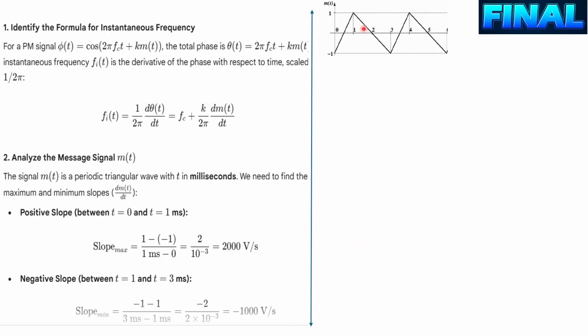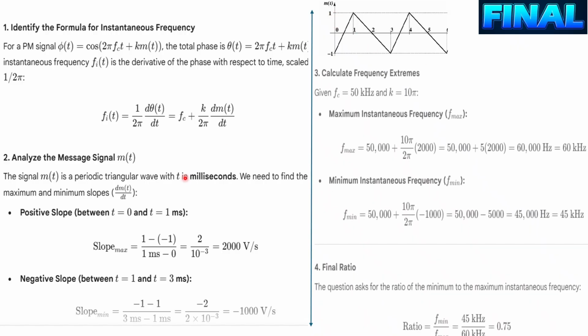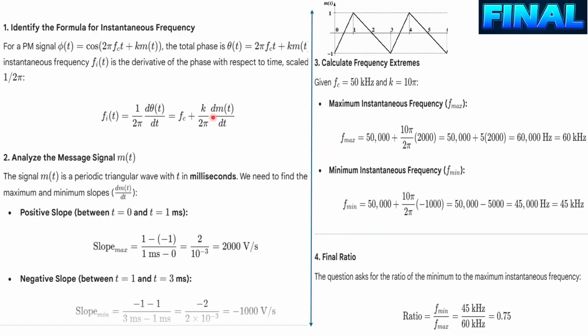Similarly, the minimum you can get in between 1 to 3. Again, use the same technique, y2 minus y1, x2 minus x1. So you will get the slope. Slope is nothing but volt per second, right? After getting the value of slope, now you can put it here, and then you can get the maximum instantaneous frequency, that is 50,000 fc, and then k, that is 10 pi, and twice pi, divided by, and this is the maximum value we already got, that is 2000, right here. Put the values and you get 60 kilohertz.